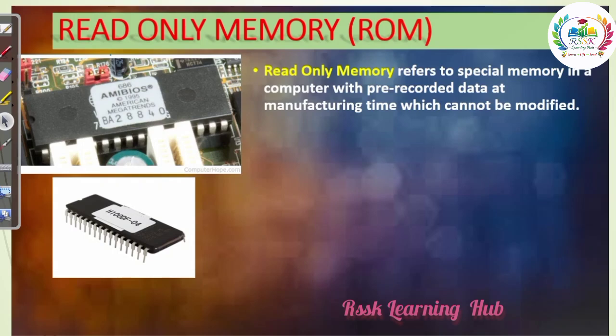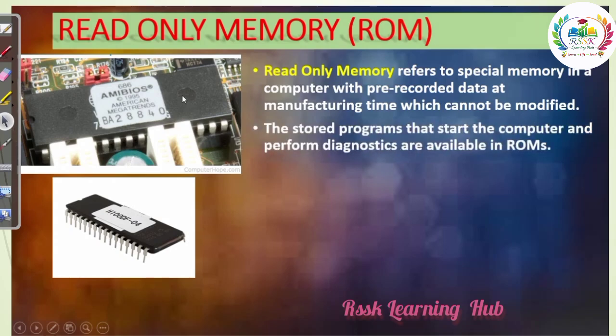While designing and manufacturing itself, the records or data are stored in this memory. The stored program that starts the computer and performs diagnostics is available in your ROM. So ROM stores critical programs. What do critical programs mean? Programs which boot the computer. That kind of program should be stored in your ROM because it is pre-recorded. So booting operations, all these things should be stored in your ROM.